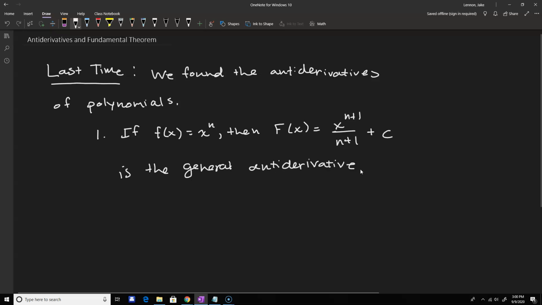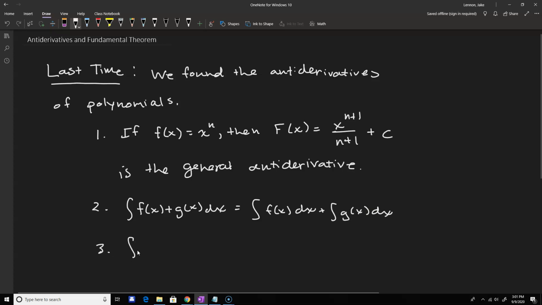Then we also mentioned two rules about integrals in general, that they're both additive and have a constant out property. So if you have the integral of two functions f of x plus g of x, you can integrate each function separately as the integral of f of x plus the integral of g of x. And if you have a constant multiplied by a function, you can pull that out of the integral and integrate the function and then just multiply the constant back afterwards. So these are the rules that we basically applied last time.